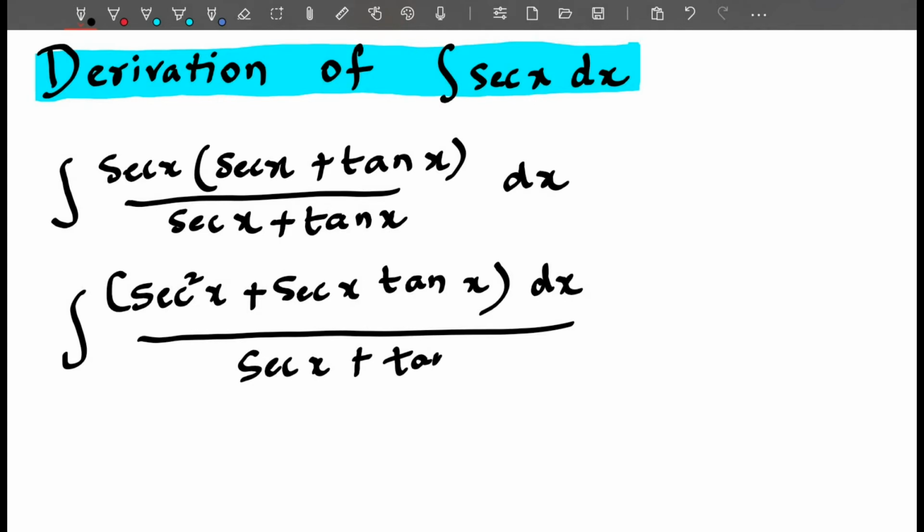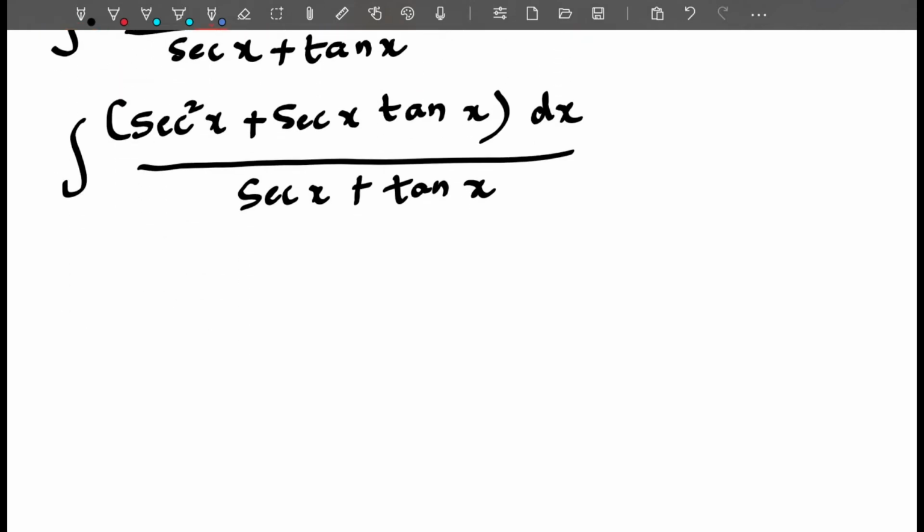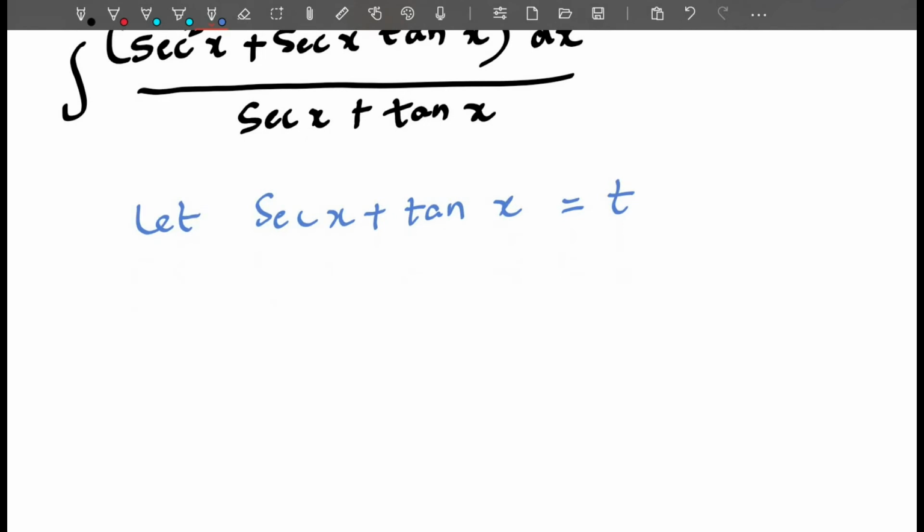Now looking at the numerator part, what we understand is if you take the denominator, secant x plus tan x, as t, and when you differentiate it, you are getting the numerator part. So therefore let us assume secant x plus tan x as t.